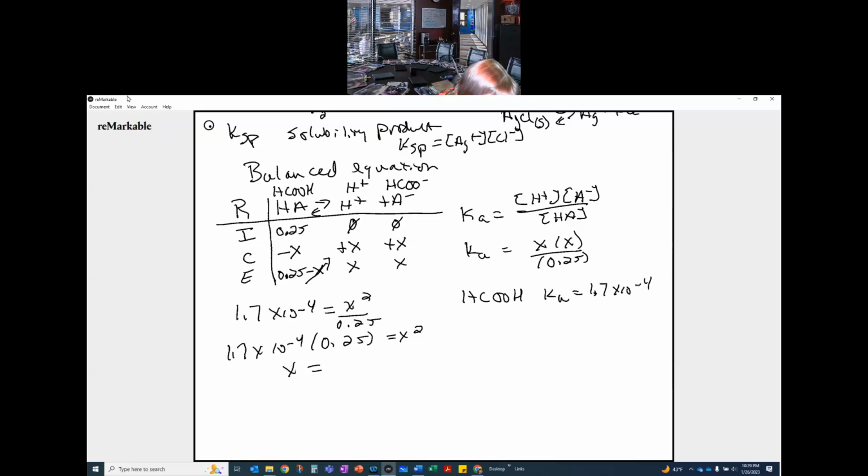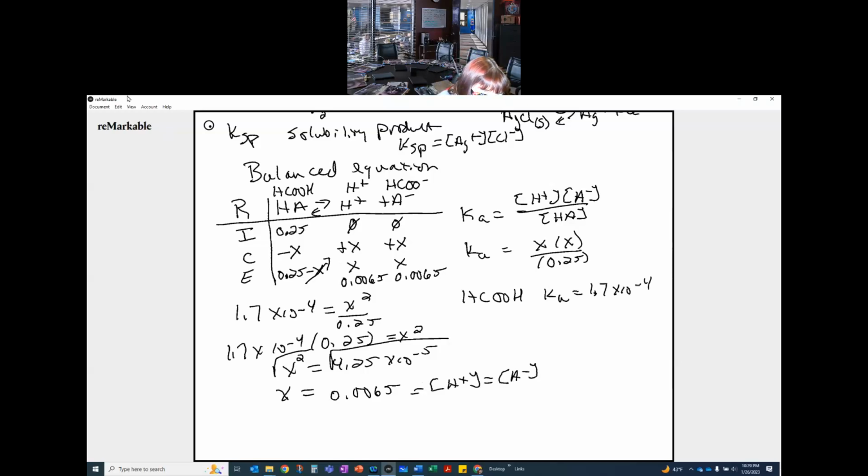That gives me 4.25 times 10 to the minus 5th. I can then take the square root of both sides to get x equal to a second square root, second answer. And I get 0.0065. Now, that number goes right there. Okay, so that's the concentration of H plus and the concentration of A minus in this case.